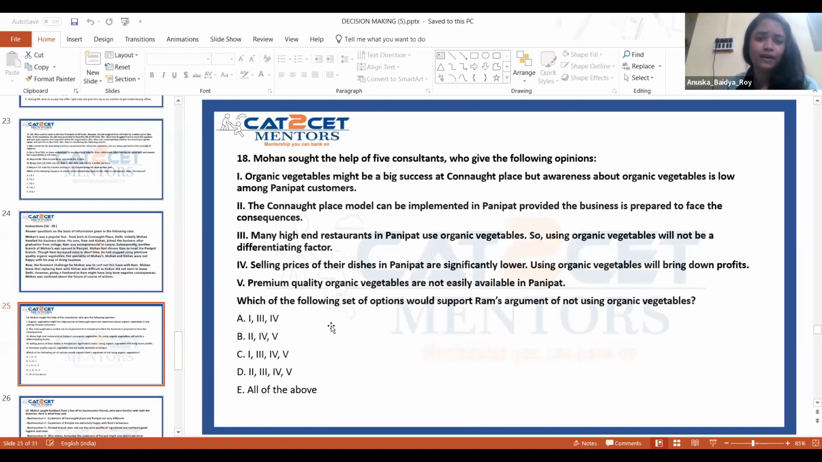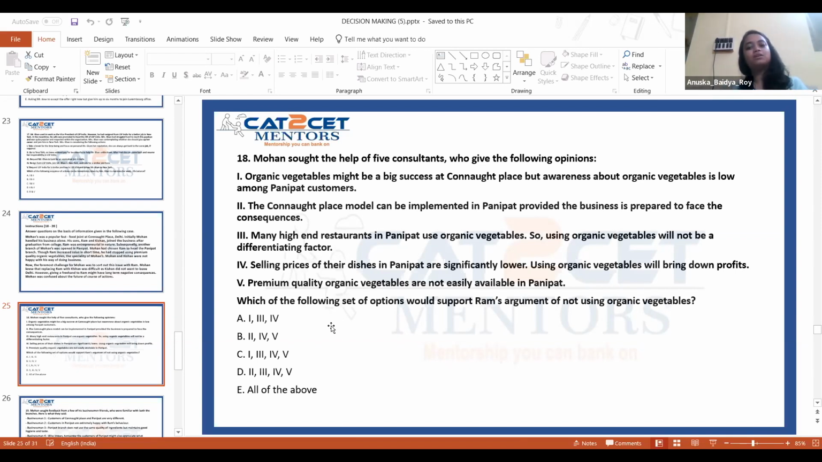Now, the first option: organic vegetables might be a big success at Connaught Place, but awareness about organic vegetables is low in Panipat amongst customers. If this is true, then it is a valid statement to support Ram, right? If people are not looking for organic vegetables at Panipat, why should I sell organic vegetables? Connaught Place people want organic vegetables, so I will sell them there. Panipat people do not want it, so even if I do not sell it, what's the issue? So this kind of supports what Ram is trying to say. We will keep it on hold.